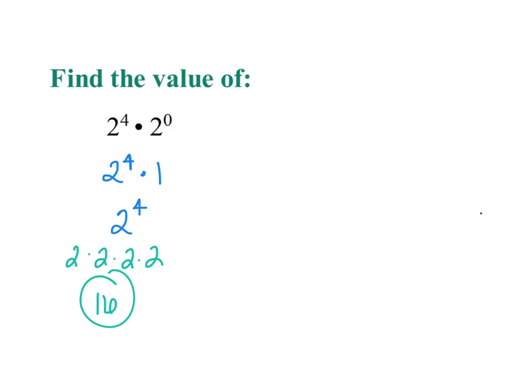Or you can think back to yesterday and say, all right, if I'm multiplying with exponents, I simply add my exponents. 4 plus 0 is just 4. So therefore, this is just 2 to the 4th as my problem, which is what we got right here.